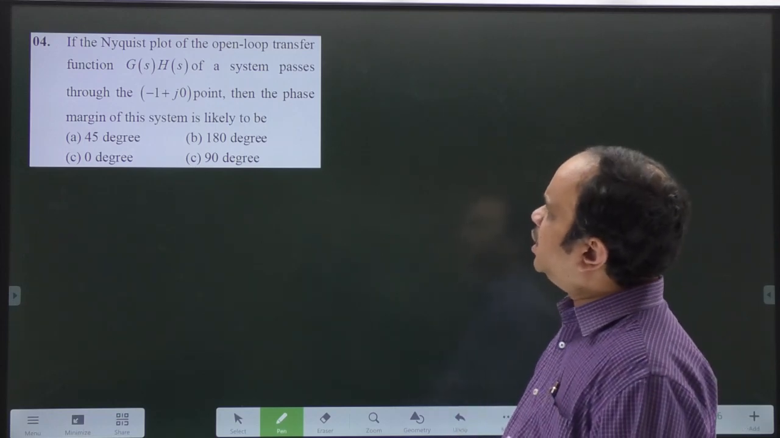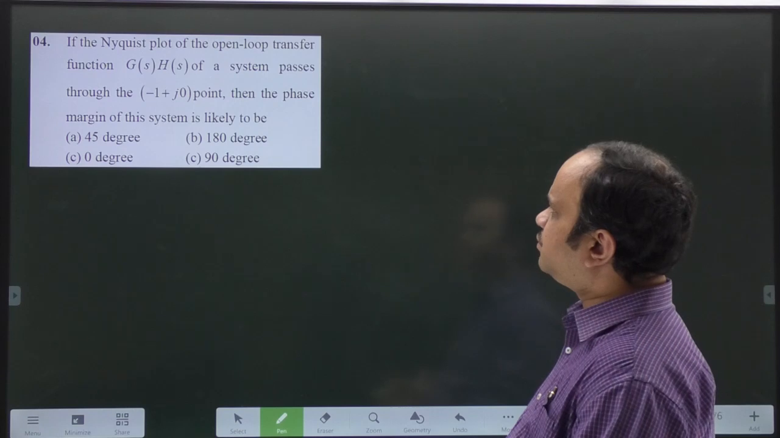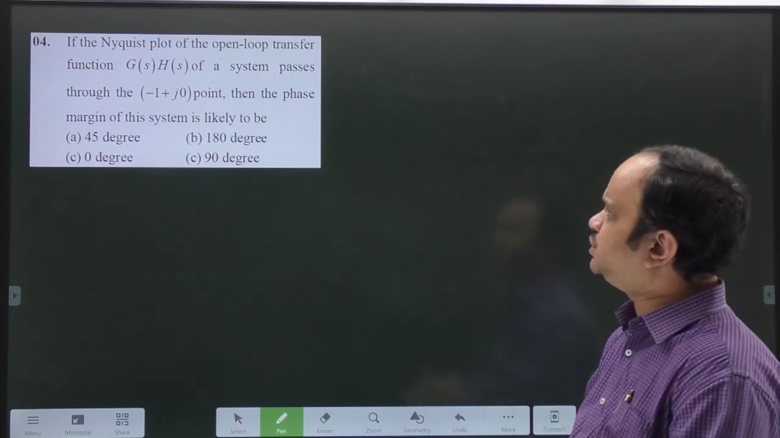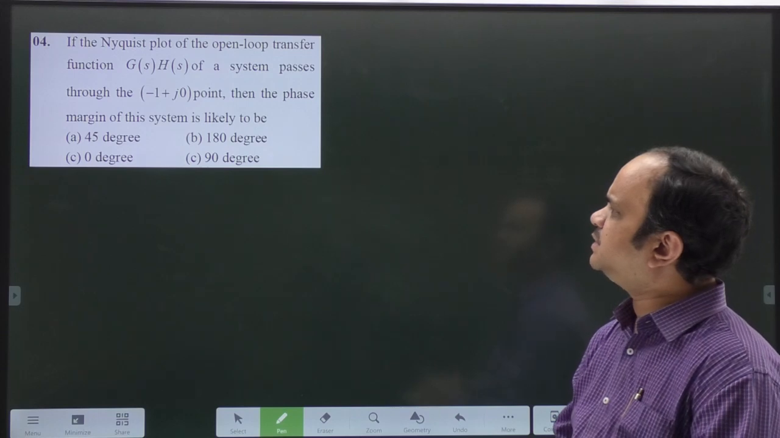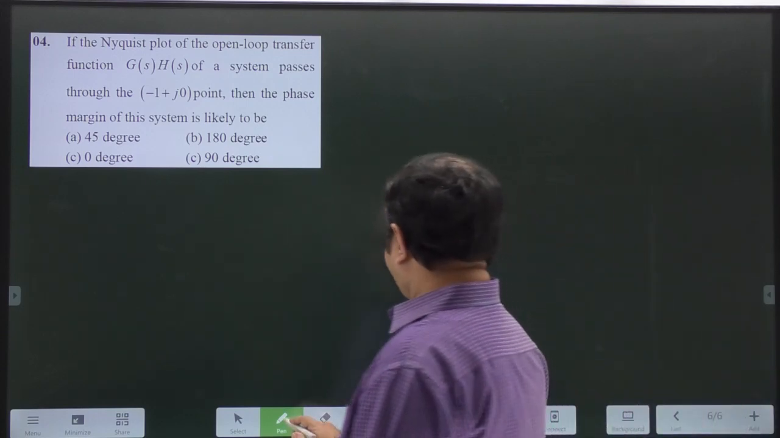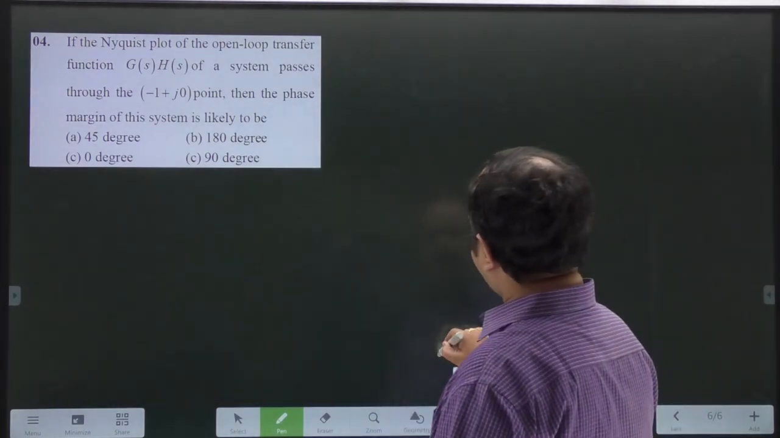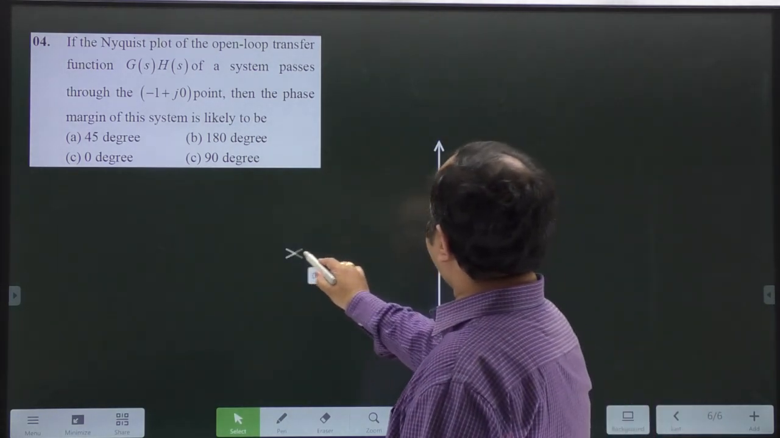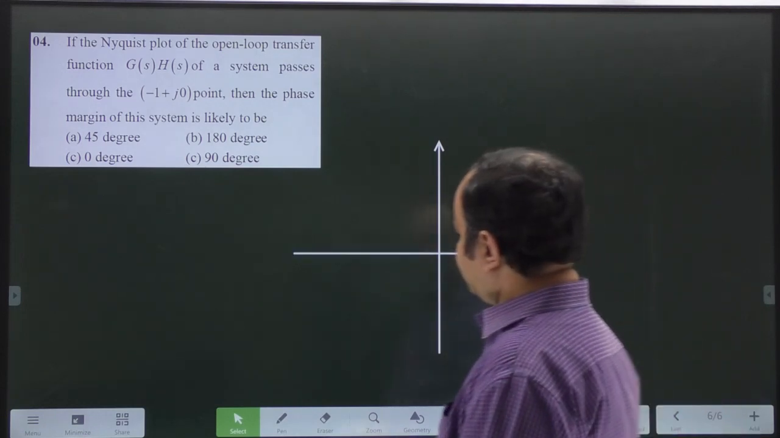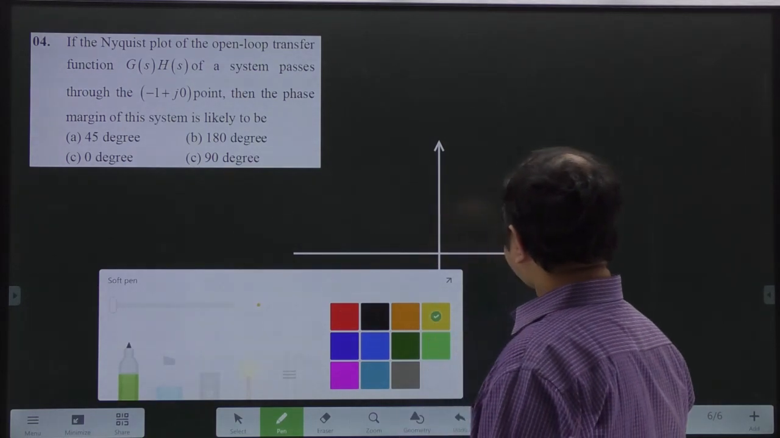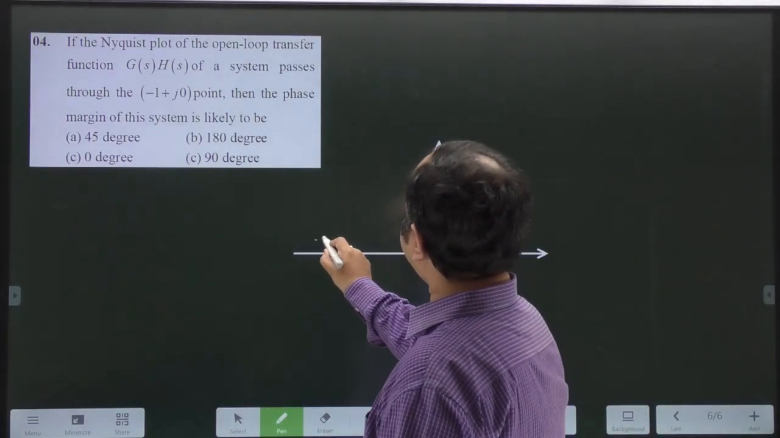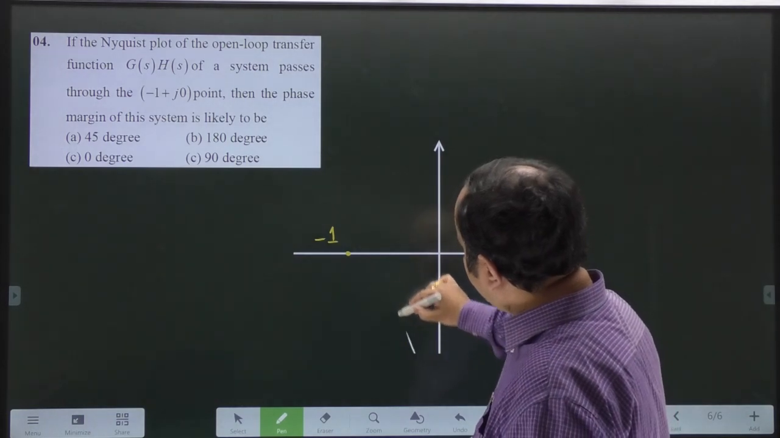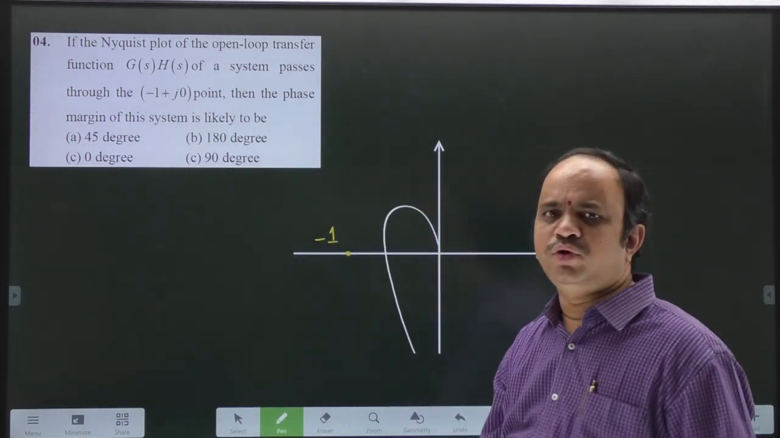Now in this question, if the Nyquist plot of the open loop transfer function G(s)H(s) of a system passes through the critical point minus 1 plus j0, then the phase margin of the system is likely to be. If you look into the standard basic definition, again this is also on the definition part only. If you take the s plane, the critical point is minus 1, which is on the real axis. Now, this is, let us say, the Nyquist plot of the open loop transfer function.